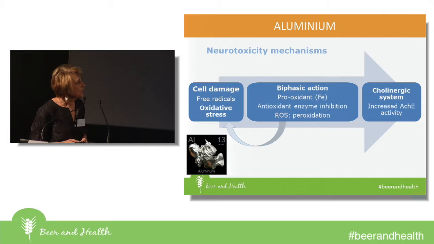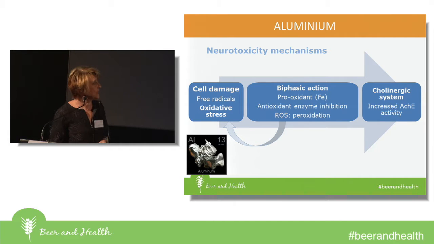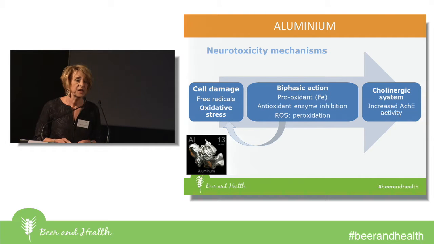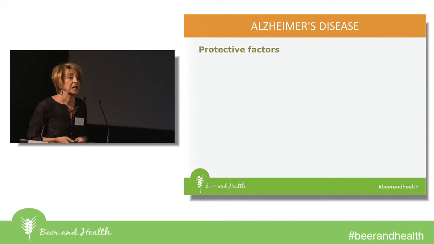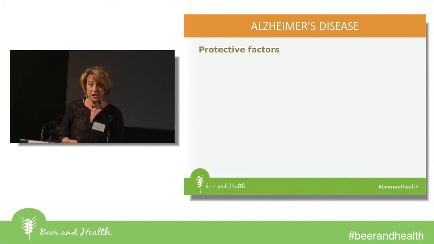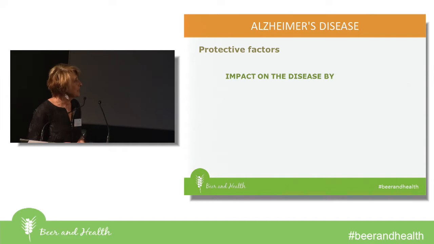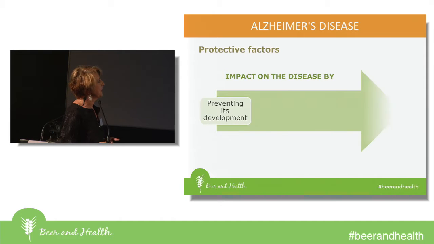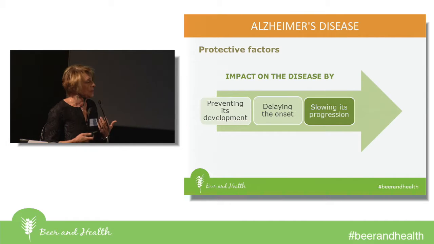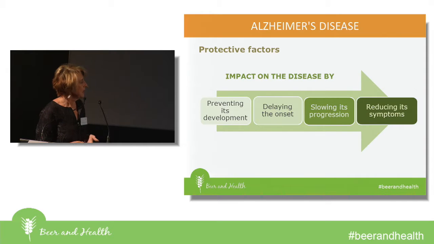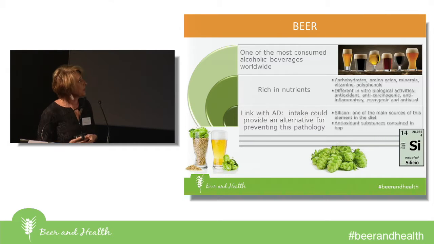We see that aluminium can also interfere in the cholinergic system, which creates the acetylcholinesterase, which is a substance very related to the reactions that take place in Alzheimer's patients' bodies. We see that there are also different protective factors that can prevent the development of the disease, delay the onset, slow its progression, and reduce its symptoms.